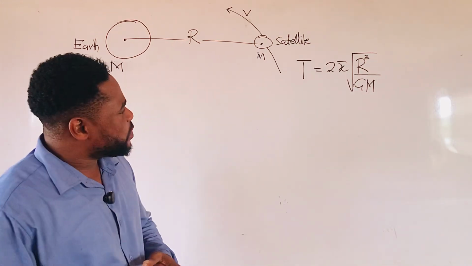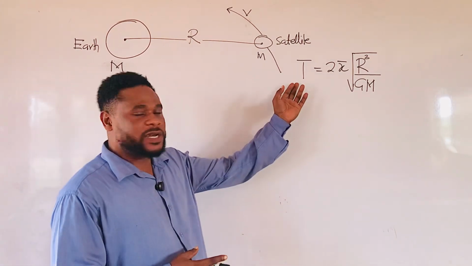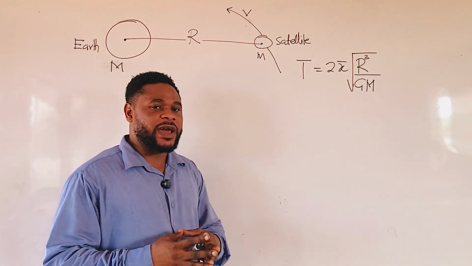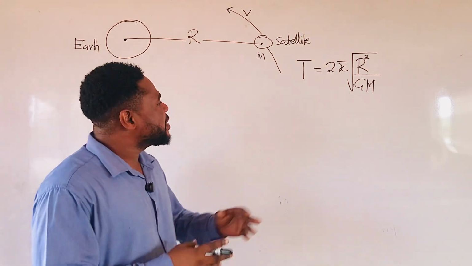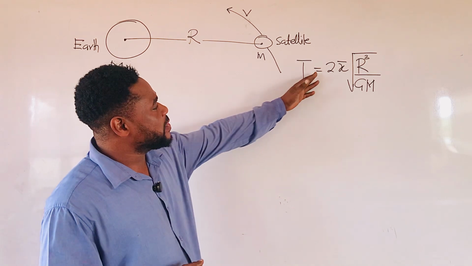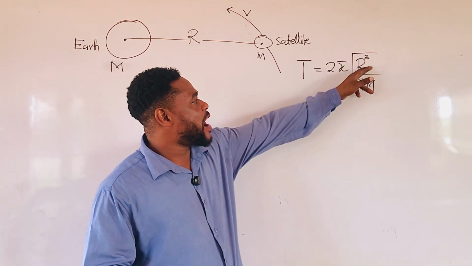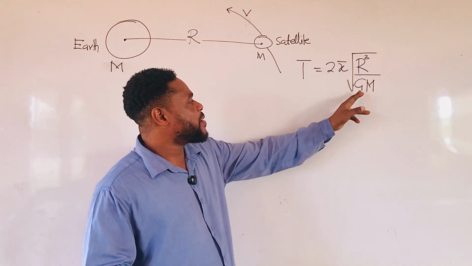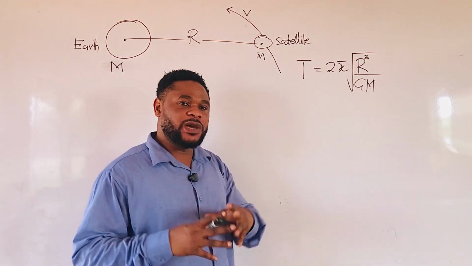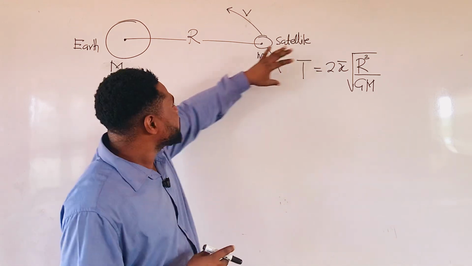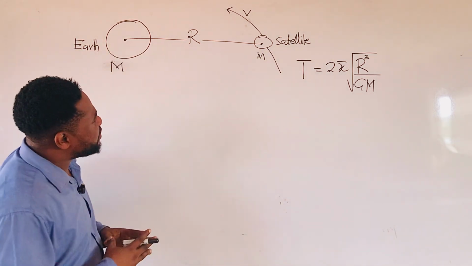Hi viewers, we want to look at the period for a satellite to revolve around the earth, and that formula is giving us T equal to 2 pi square root of r cubed all divided by GM. Today we want to look at how we can prove this formula. Alright, let's come here and see something.